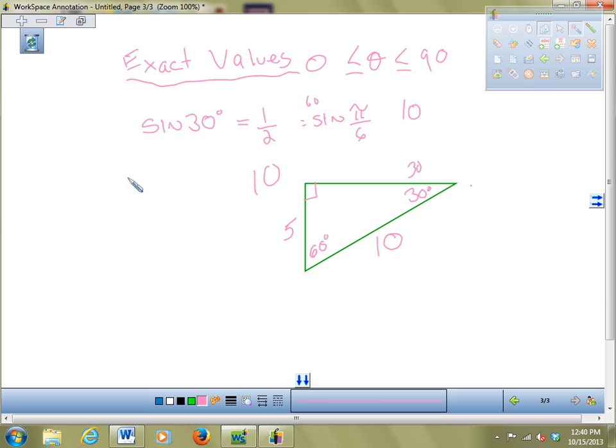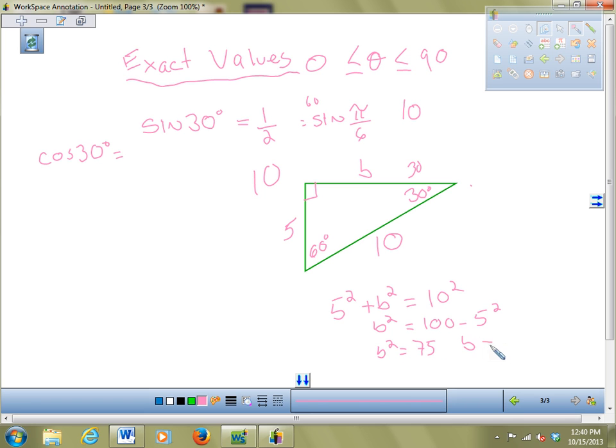What's the cosine of 30 degrees? That's cheating, 0.866. Okay? Watch. Do the Pythagorean theorem. You should have learned this, or we did learn it in geometry. So b squared equals 10 squared minus 5 squared, which is 100 minus 25. B squared equals 75.